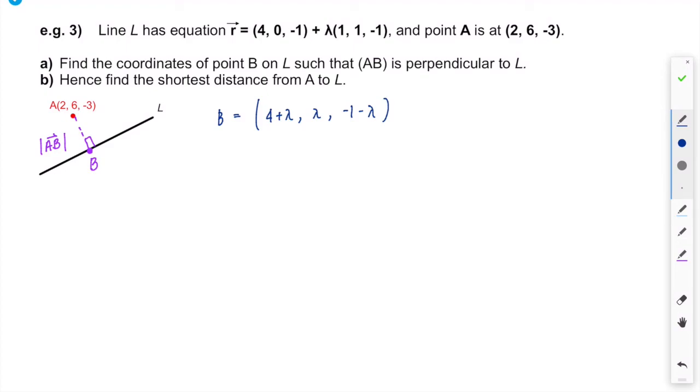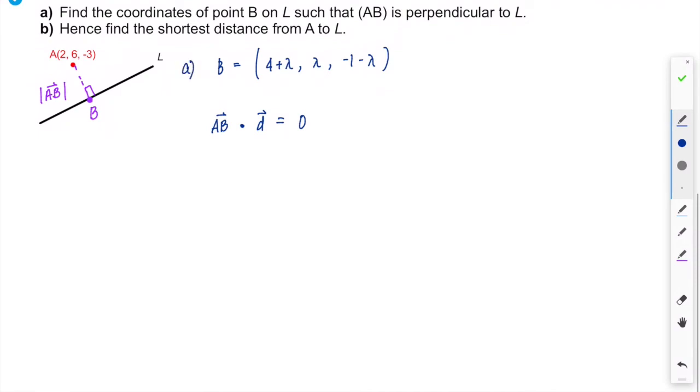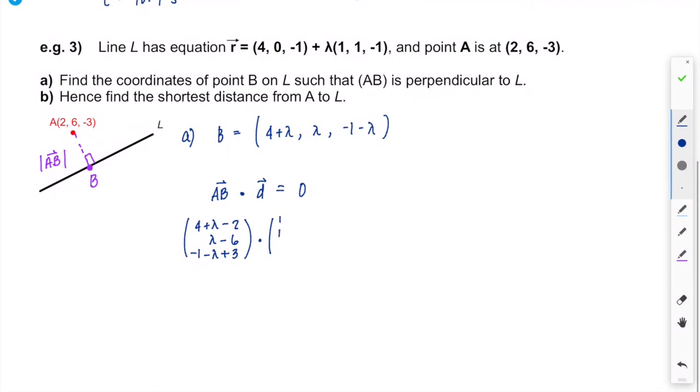And then knowing that because the line segment is perpendicular to L, that means the vector AB must have a dot product with the direction vector of the line that is equal to 0. Okay. So let's do this. I have (4 plus lambda minus 2, lambda minus 6, negative 1 minus lambda plus 3) dotted with the direction vector (1, 1, -1) equals 0. Okay, so let's see.